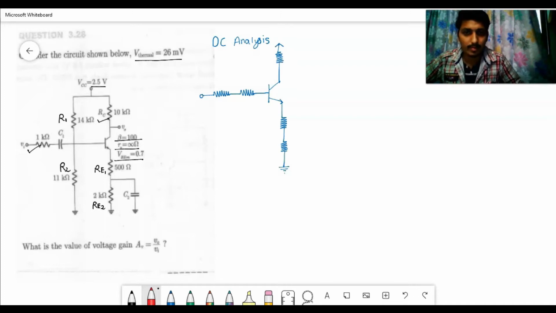So this is our 2.5 volt, VBE 0.7, and this is 1 kilo ohm. RTH and VTH I will find out here. This is your VC, the collector voltage, with a 10 kilo ohm resistor. This is your RE1, 0.5 kilo ohms. I am writing in kilo ohms; all the resistors are in kilo ohms, only 2 kilo ohms here. The capacitor is an open circuit for DC analysis.